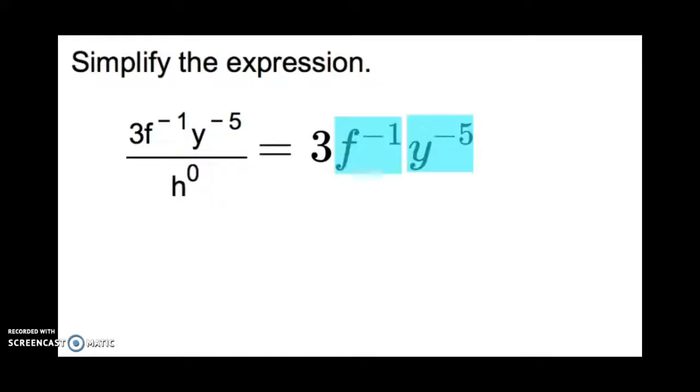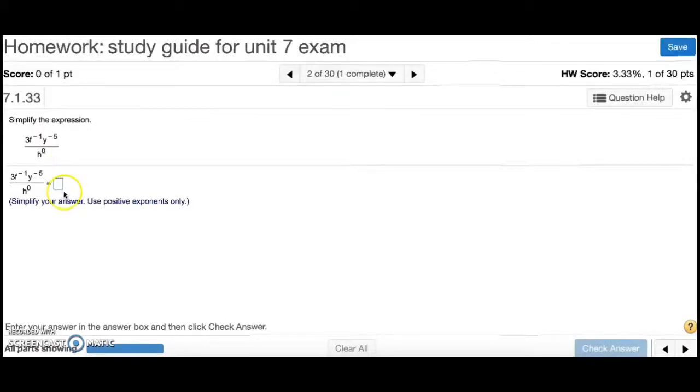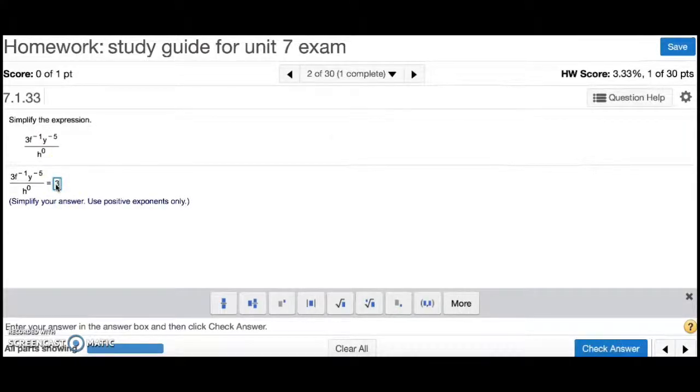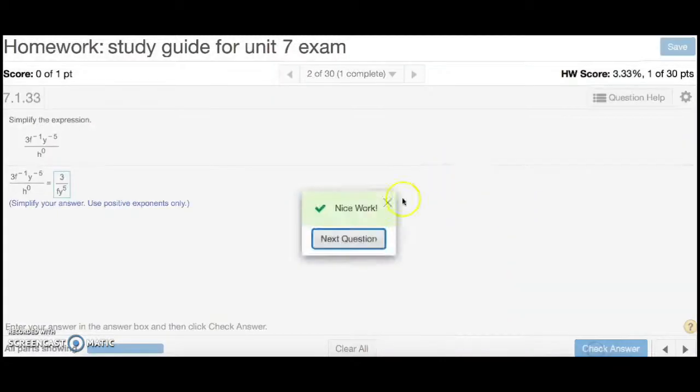Now, next thing I notice is that these two have negative exponents. So that means I have to move them. 3 doesn't have a negative exponent, so I don't touch it. But both of these, I'll move underneath it, and I'll make the exponents positive. When I have a 1 for an exponent, I don't write it. The 5 becomes positive, so my answer is going to be 3 over fy to the 5th. So typing that in, I'll have 3 over fy to the 5th. And that's number 2.